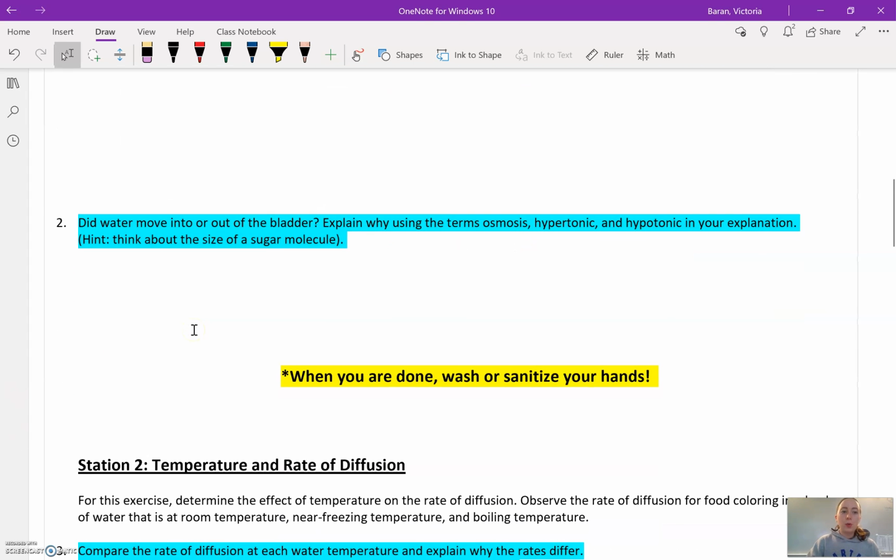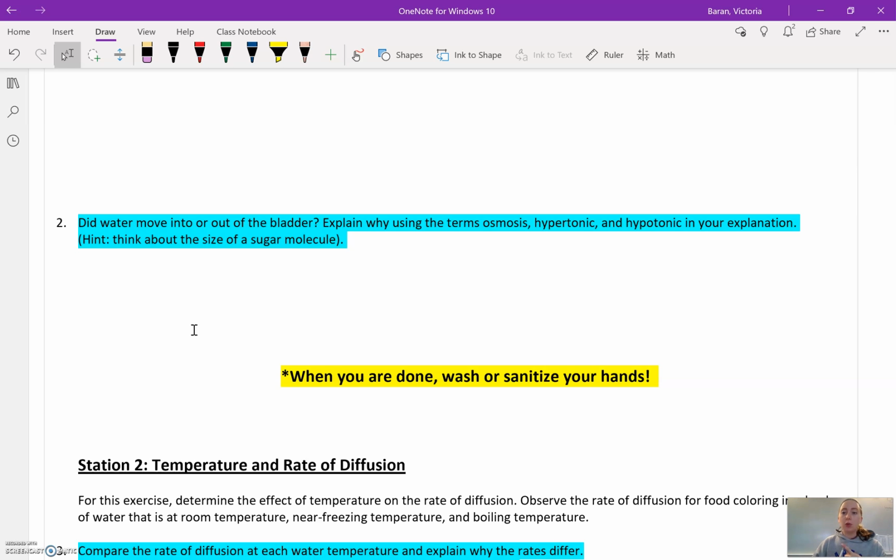For number 2, think about, did water move in or out of the bladder? Well, think about it like this. If the bladder weighed more after putting it in the water, did water move in or out? So answer that question first. And then explain why using the term osmosis.